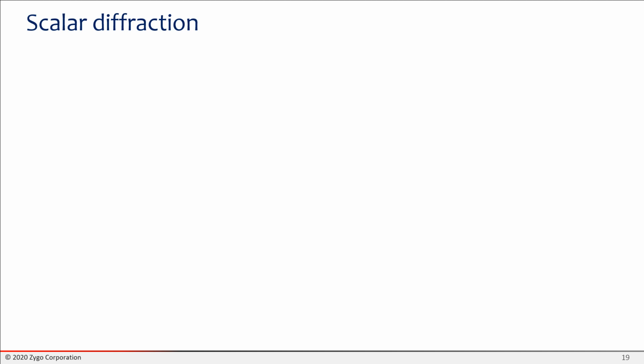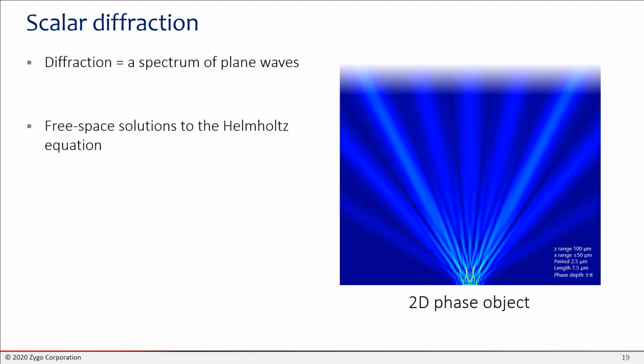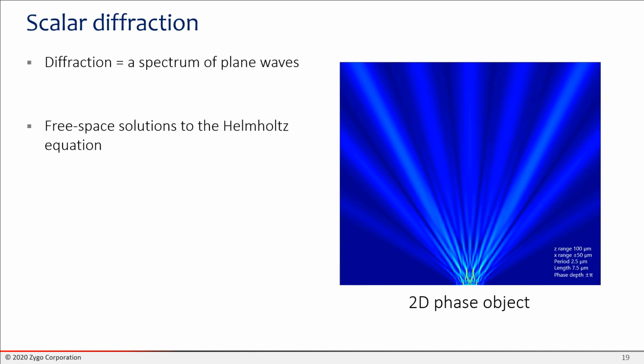The next step is to choose your diffraction model. So we're going to choose simple scalar diffraction. It's the easiest thing to do. And for that, you end up with a spectrum of plane waves after the light reflects from the surface. And plane waves are the free space solution to the Helmholtz equation. That's why we're using them.